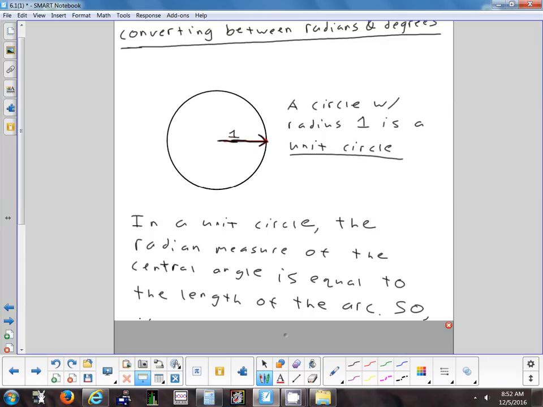Of course, they're different units because you don't measure the length of an arc in radians. An arc length is measured just like you would measure the table length. Feet, inches, centimeters, whatever you use.